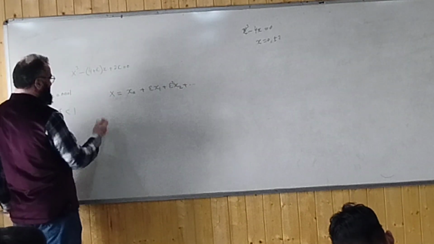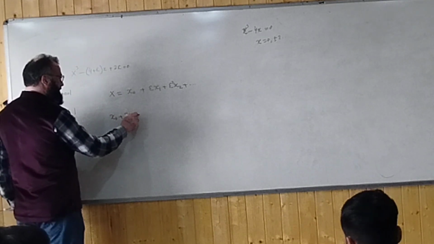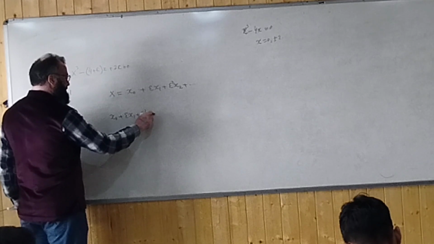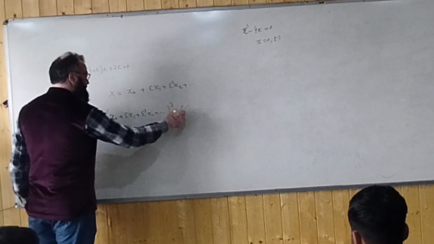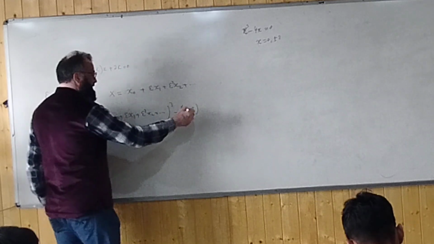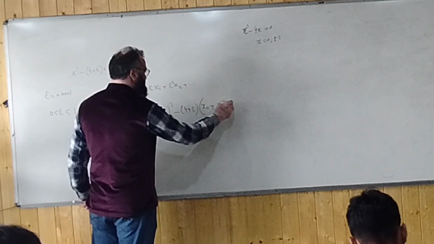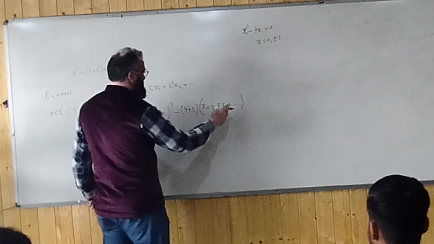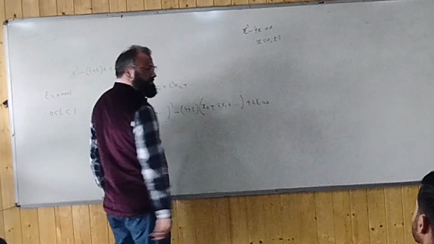So substitute it there. So what will you get? Cube, minus 4 times the same, plus epsilon. Then you are going to accept epsilon equal to 0.